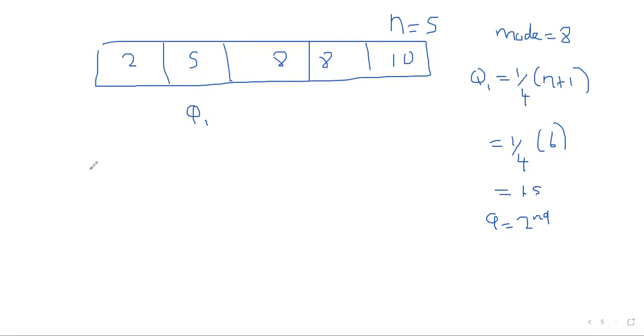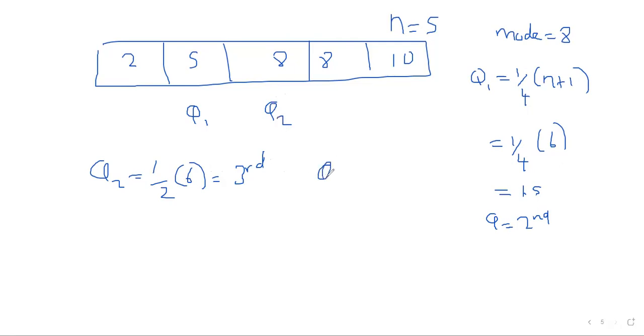Then our Q2. Q2 is half, yes. Half open bracket n plus 1, which is 6, all right? Half of 6 is 3, the third number. The third number is 8.